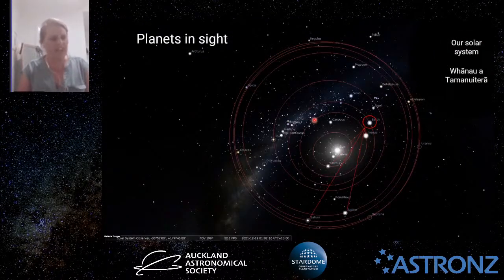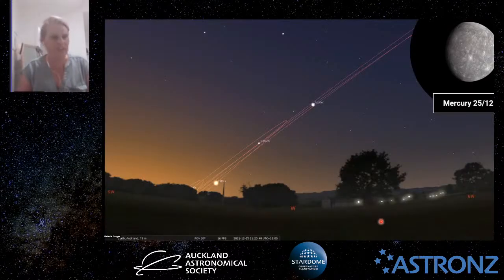Okay, so that dotted line, as you can see, to Mercury shows that if we want to see Mercury, it's going to be really difficult. Mercury is, of course, always very, very close to the sun, but we will get a few options a little bit later on.